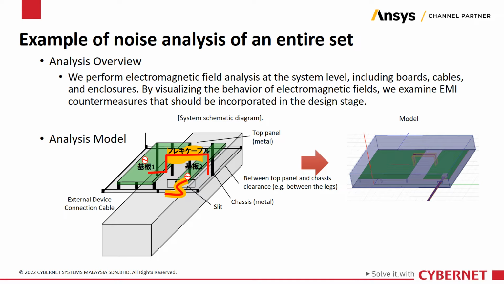This is a case study of a three-dimensional electromagnetic field analysis using Ansys HFSS. The two boards are connected by a flexible cable and placed inside an enclosure. An external connection cable is also connected from the boards to the outside of the enclosure. The actual analytical model is shown on the right-hand side. In 3D analysis, due to the load on the PC and analysis time, it's a technique for efficient analysis to limit the wiring of the boards to be analyzed as much as possible.